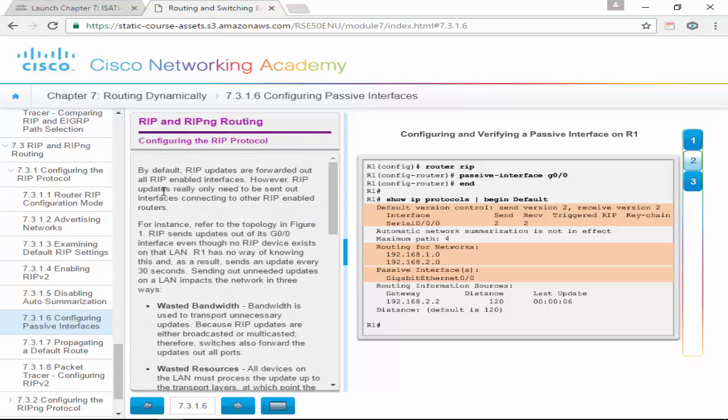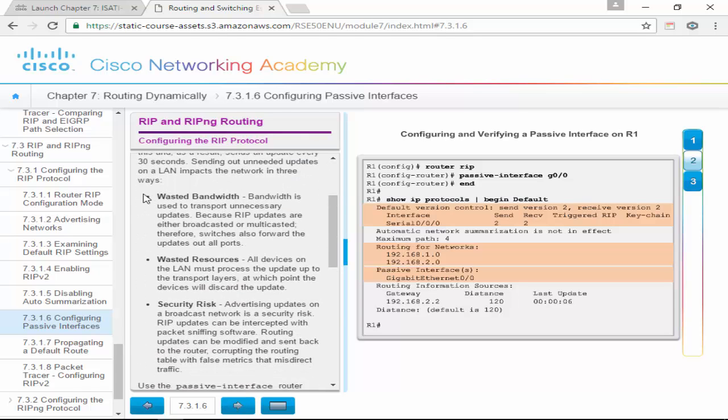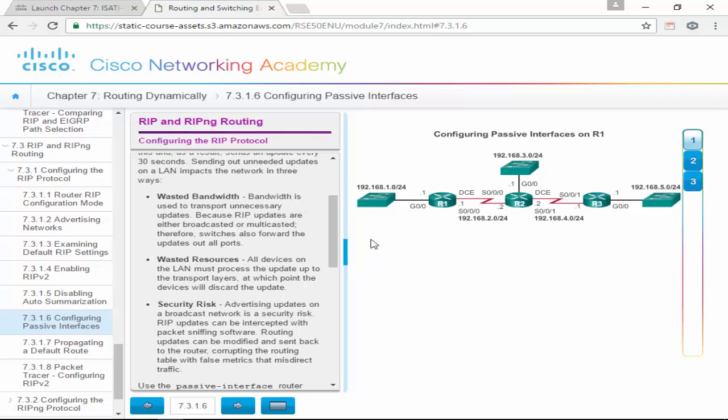Yeah, and so why we use a passive interface, we do this from inside of RIP as well, right? Passive interface G0/0, because that's G0/0 right there. Keeps us from wasting bandwidth, keeps us from wasting resources, and it's a security risk because, I don't know, a hacker can put RIP in there and just find out all of our networks and, I don't know, DOS us or who knows what else.